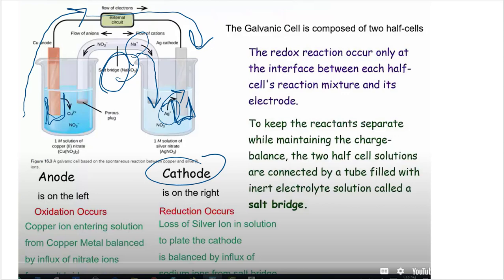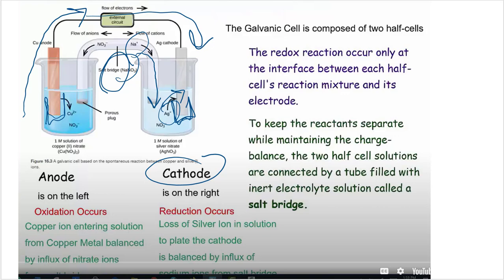So it's usually either a tube filled with an inert electrolyte, such as sodium nitrate. I mentioned in the lab, it's very simple to do a salt-saturated piece of filter paper. Just soak a piece of filter paper or coffee filter, put it into salt water, get it wet, and it will complete a circuit just fine.